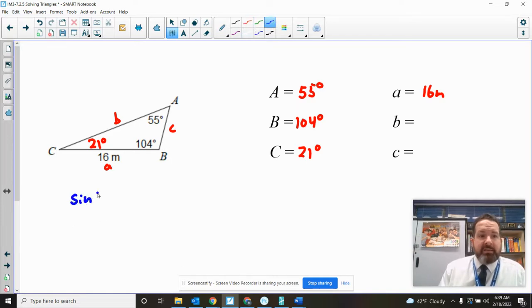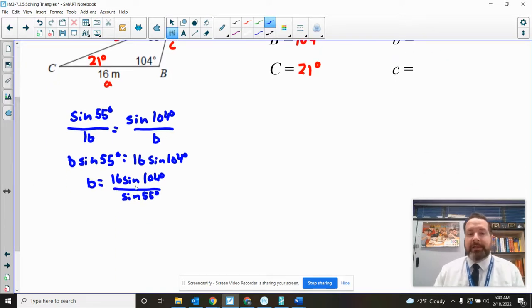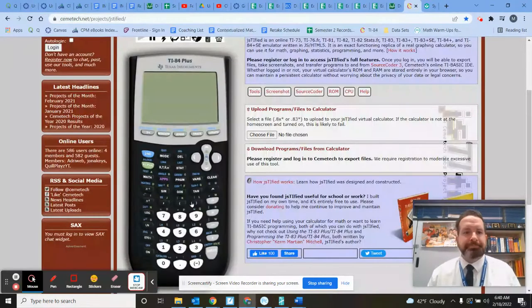The sine of 55 degrees over side length A, 16 meters, is equal to the sine of 104 degrees over side length B. Cross multiply. And then divide. So my side length B is 16 sine 104 degrees over sine 55 degrees. So this is the exact value, but it's also not helpful because I don't really have any idea how big this is. So let's type that into our calculators.